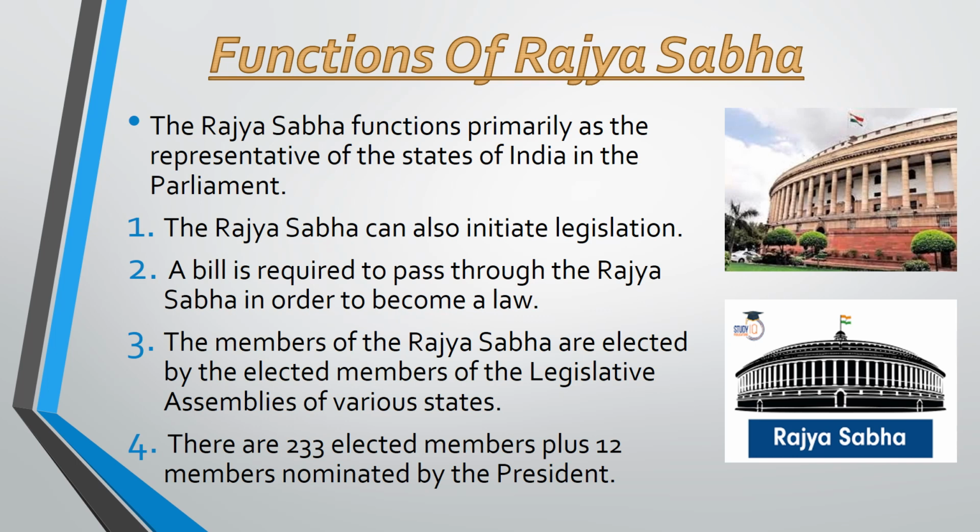While the Rajya Sabha can suggest amendments to bills, it must agree with the Lok Sabha, the lower house, for a bill to become law. Now, the functions of Rajya Sabha are: the Rajya Sabha can also initiate legislation. A bill is required to pass through the Rajya Sabha in order to become a law. The members of the Rajya Sabha are elected by the elected members of the legislative assemblies of various states.